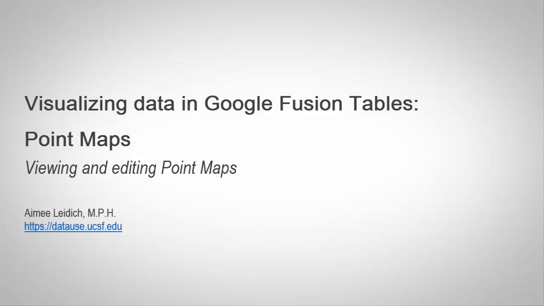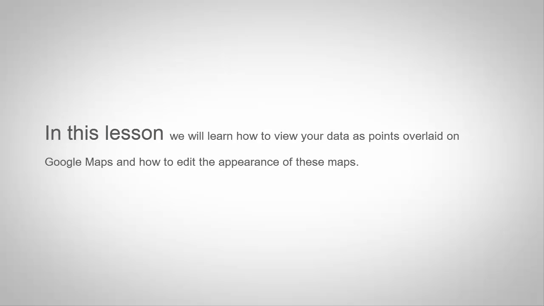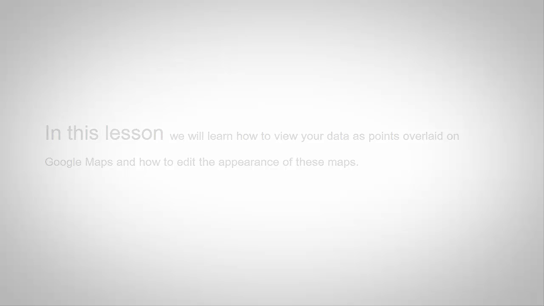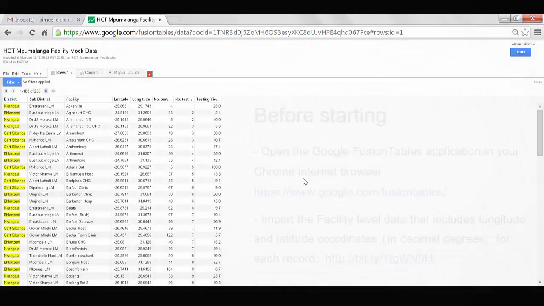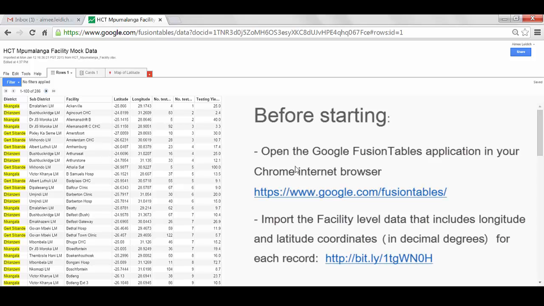Welcome to this module on visualizing data as a point map in Google Fusion Tables. In this lesson, we will learn how to view your data as points overlaid on Google Maps and how to edit the appearance of these maps. Point maps display XY coordinate data, often referred to as longitude and latitude, that represent specific features such as health facilities. Here we are in the Google Fusion Table application.